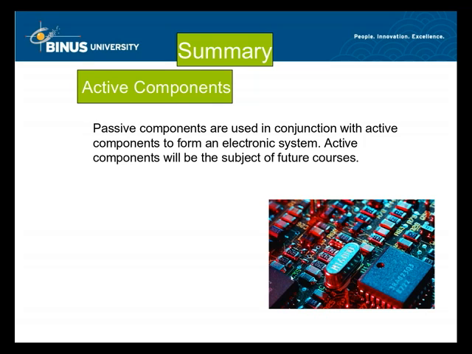Besides passive components, we know that there are active components. Active components are used in conjunction with the passive components to form electronic systems. Examples of active components are transistors and integrated circuits, or abbreviated as IC.